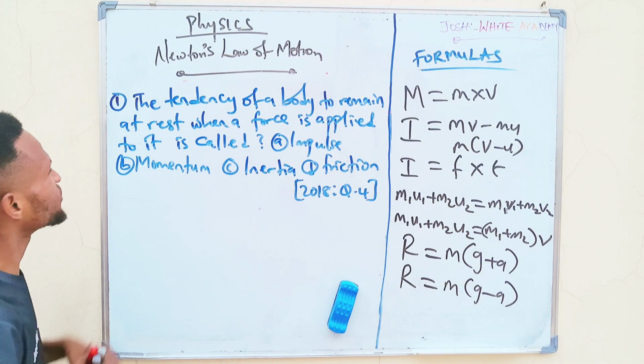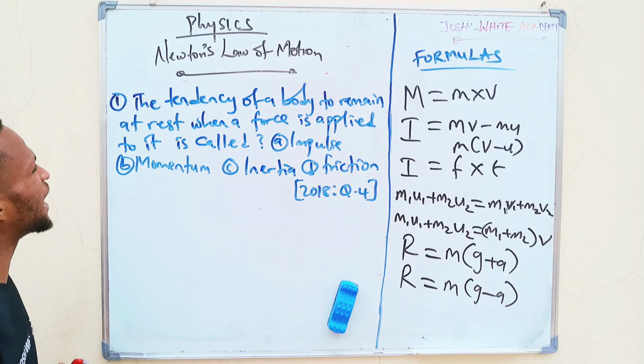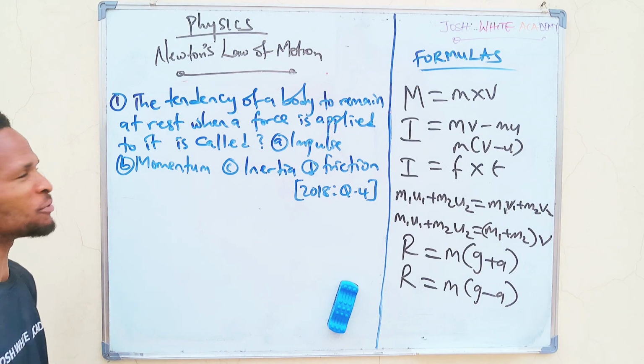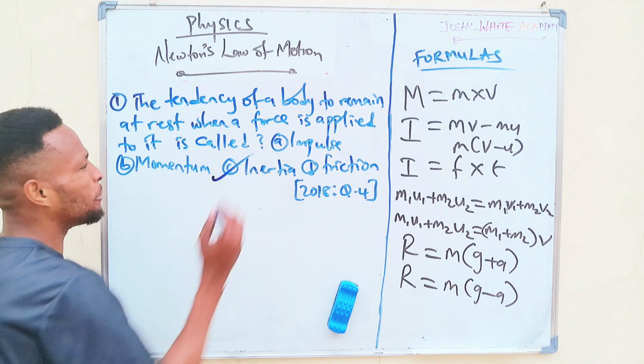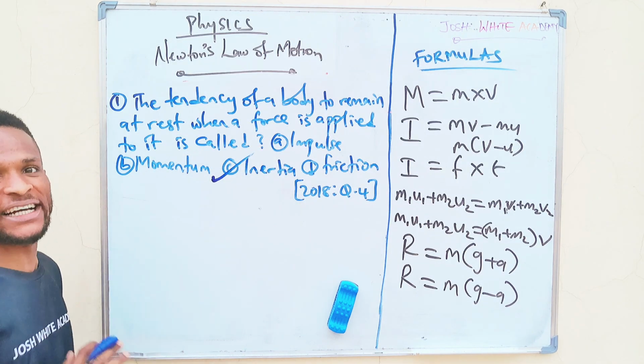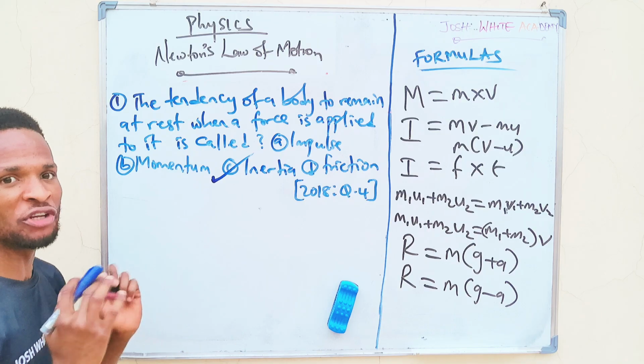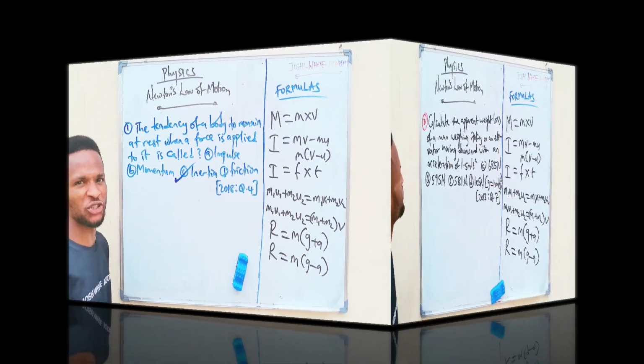So, the first question. The tendency of a body to remain at rest when a force is applied to it is called, we've talked about this before. Our answer is what? Inertia. The tendency of a body to be at rest, or if it is in motion, uniform motion. So to the next question.